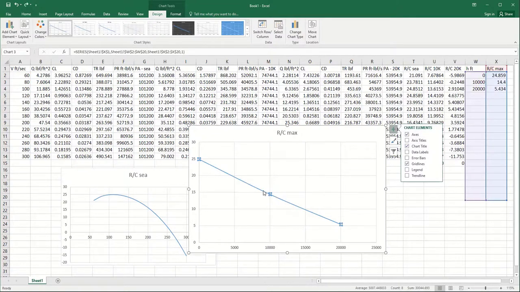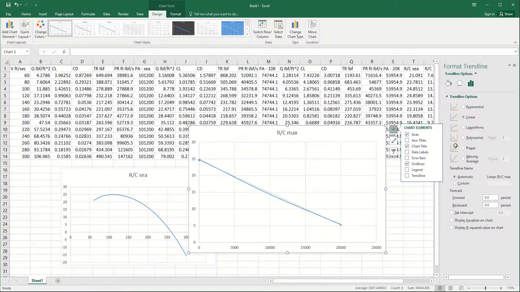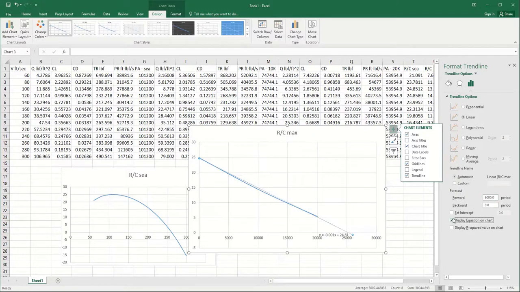So here's our series of points. I'm right-clicking, add trend line, and then I choose linear. I can tell it to extrapolate forward 5,000 feet, because that looks like we could go further, we could go 6. And I can even display that equation on the chart.